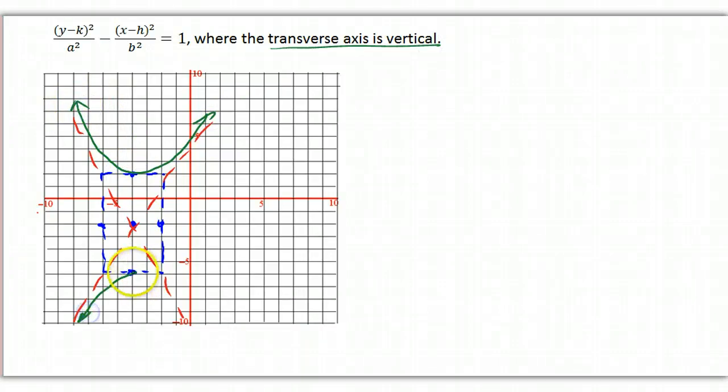Notice that I'm just kind of eyeballing it, okay? I'm not getting any specific points except the vertices, which are these points right here. Those are the vertices. And then c squared equals a squared plus b squared, so c would be somewhere there and somewhere there. Okay, those are my two foci.